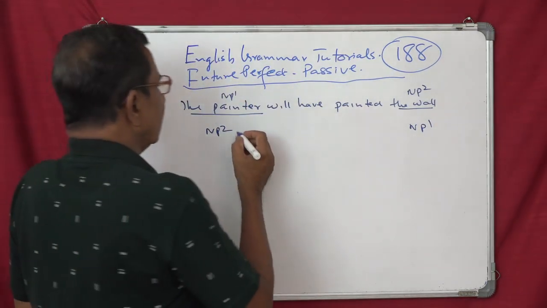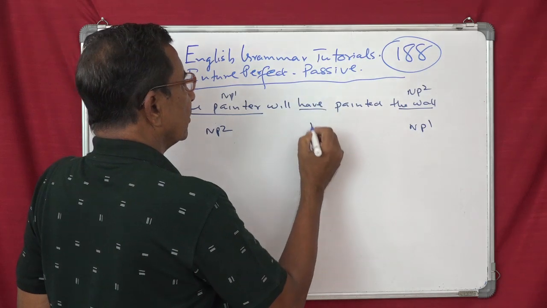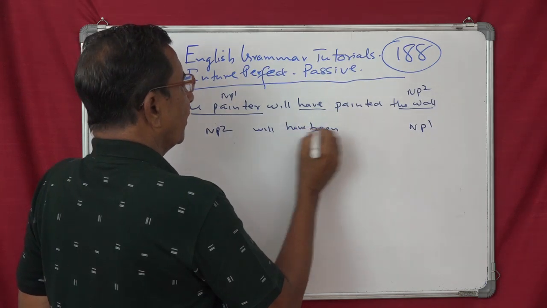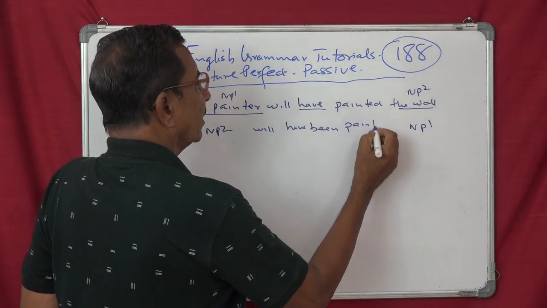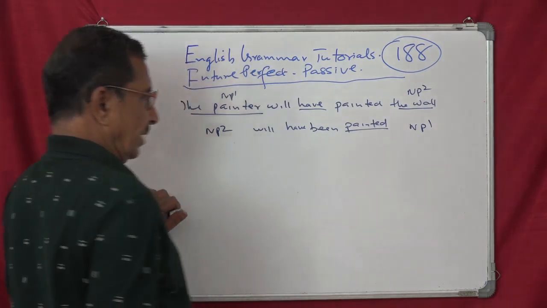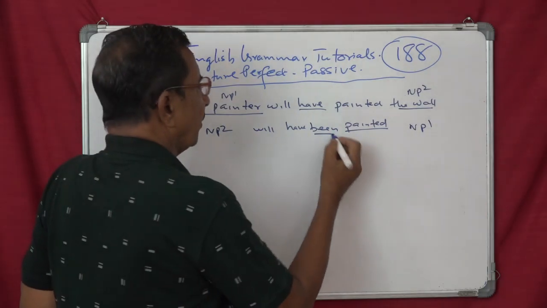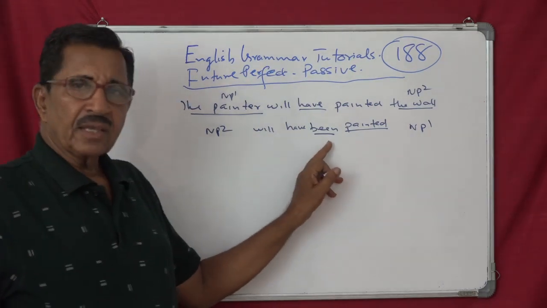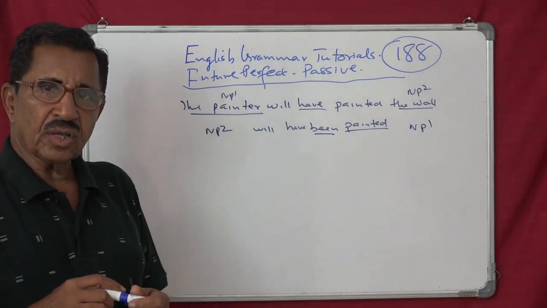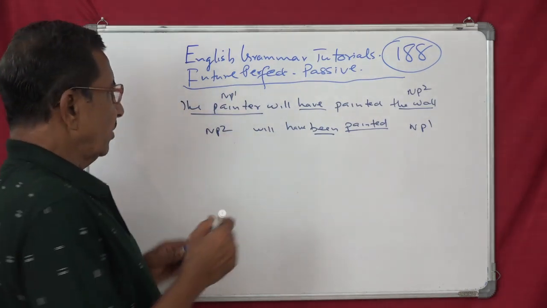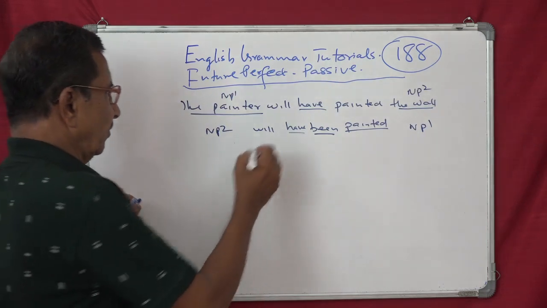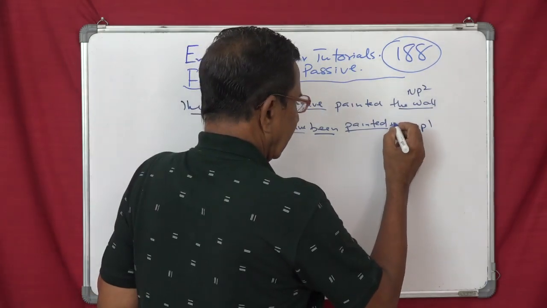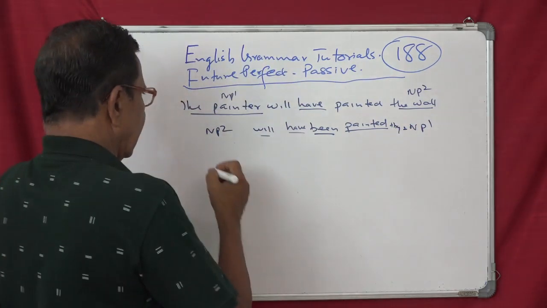And in between, here you have got perfect, and so you need to add a been. So, will have been, and this will be the V3, that is a past participle. A form of be, that is been here, since this is perfect. So we are using been. If it is continuous, we will use being. And now here we have got have and will. So will have been painted by, we add by here plus NP1. And here it is NP2.